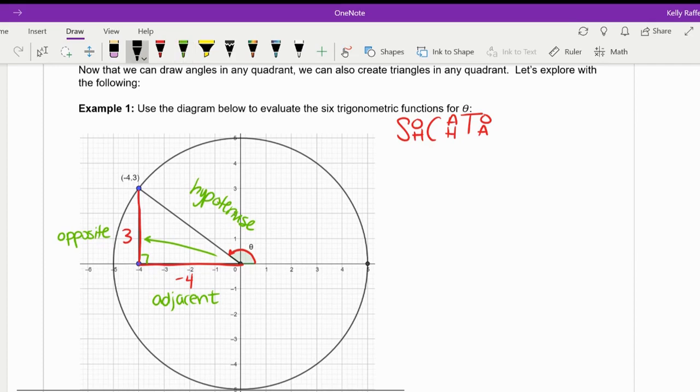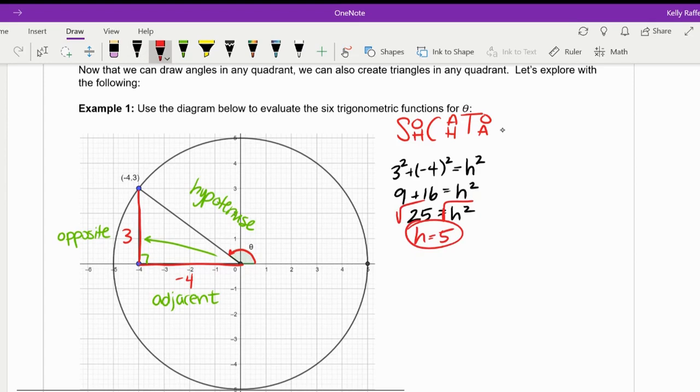So first thing we need to do is find the hypotenuse. So that's going to be a squared, so 3 squared, plus b squared, -4 squared, equals our hypotenuse squared. I'm going to say h squared. So we'll get 9 plus 16 equals h squared. And if any of you notice, this is a 3, 4, 5 triangle, our Pythagorean triple, and we can see that over here when we get 25 equals h squared. Take a square root. Our hypotenuse is the only side that's always going to be positive.